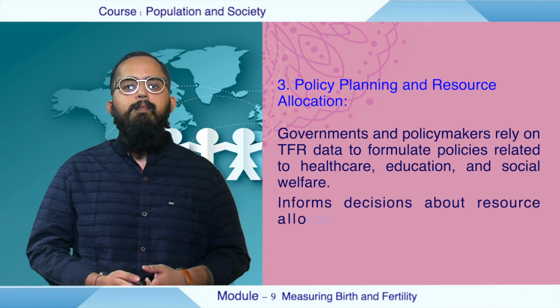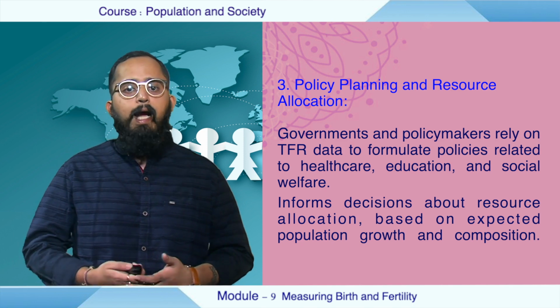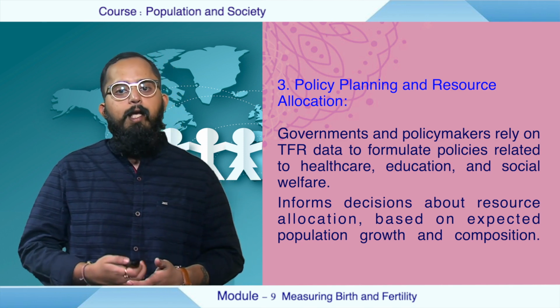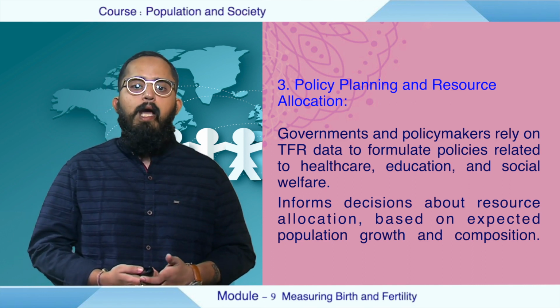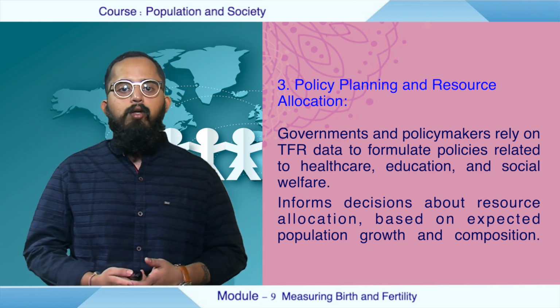Third is the policy planning and allocation of resources. Now governments and policymakers rely on the TFR data to formulate policies related to healthcare, education, and social welfare. The TFR informs decisions about allocating resources, considering the expected population growth and composition.